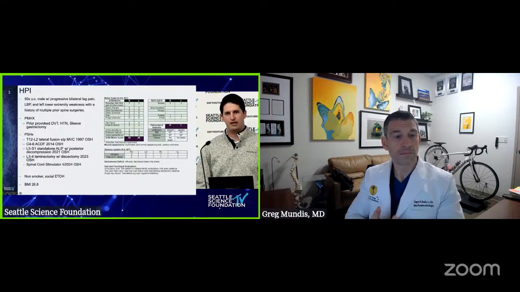On exam he has left hip flexor, quad, tibialis anterior, and EHL weakness, but all 4 out of 5. No long track signs, some mild decreased sensation in bilateral lower extremities. A prior outside EMG showed no polyneuropathy or anything like that, just some long-standing radiculopathy. So here are his films, standing scoliosis films, and I have our parameters here.